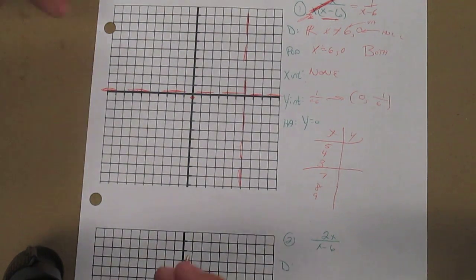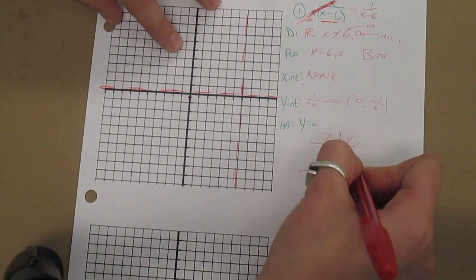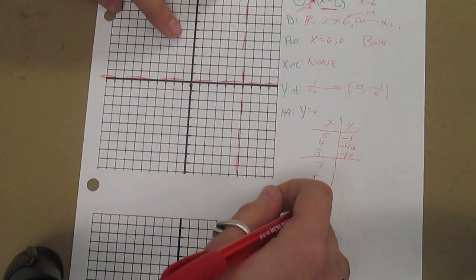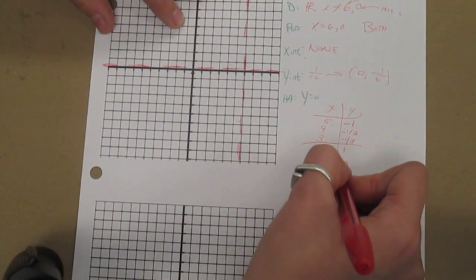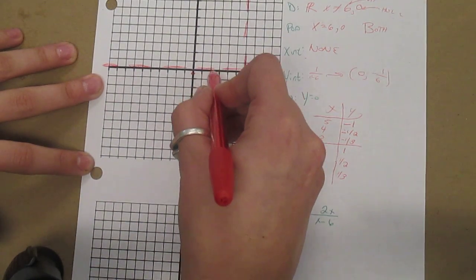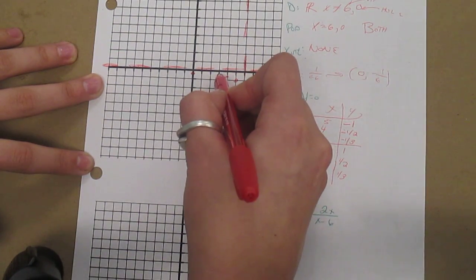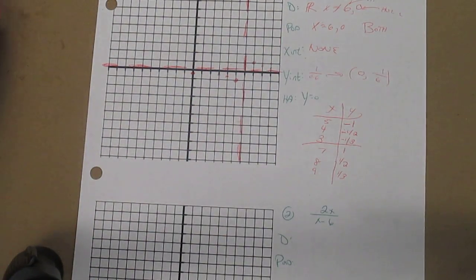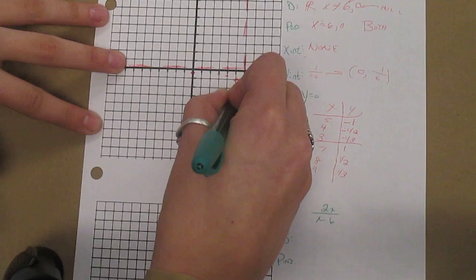So when I plugged in 5, I got negative 1. When I plugged in 4, I got negative 1/2. And when I plugged in 3, I got negative 1/3. When I plugged in 7, I got 1, 8, 1/2, 9, 1/3. So now I'm just going to go ahead and plot those points. And then I'm going to connect all my points, making sure I don't hit any of the asymptotes.